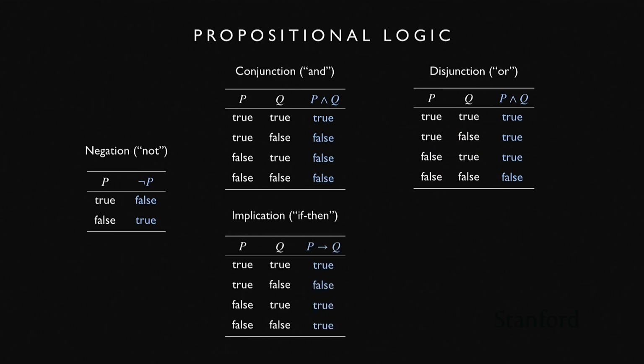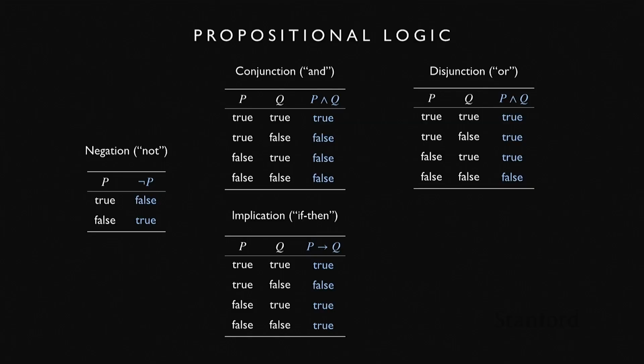Okay, there's implication. P implies Q. This is like if-then. So if P is true, then it must be the case that Q is true. That's this first case here. In the second case, P is true, Q is false, so that must mean that this implication is false. But if P is false, we don't really care about what Q is. We're not imposing any conditions there. And so it'll always just evaluate to true if P is false.